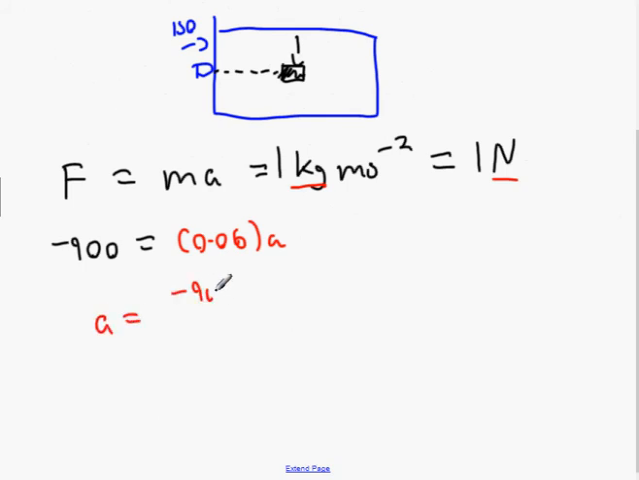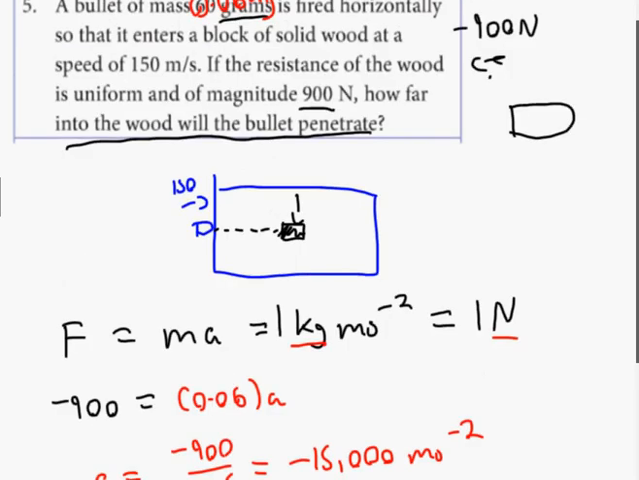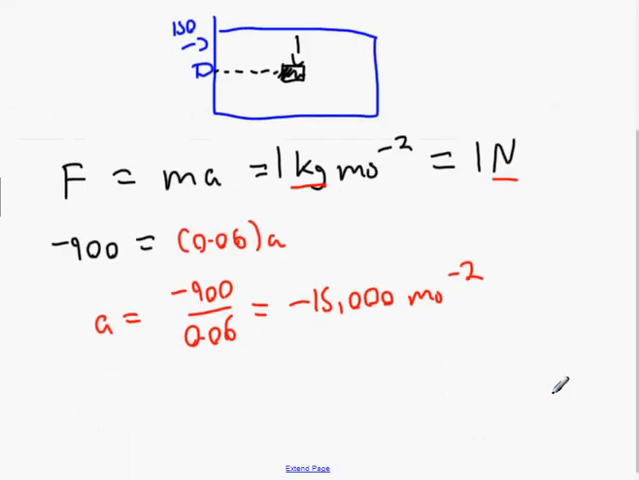Minus 900 divided by 0.06, anybody? Minus 15,000 meters per second squared. Quite a drastic deceleration, okay? Now, how far into the wood will the bullet penetrate? Any ideas what to do there?